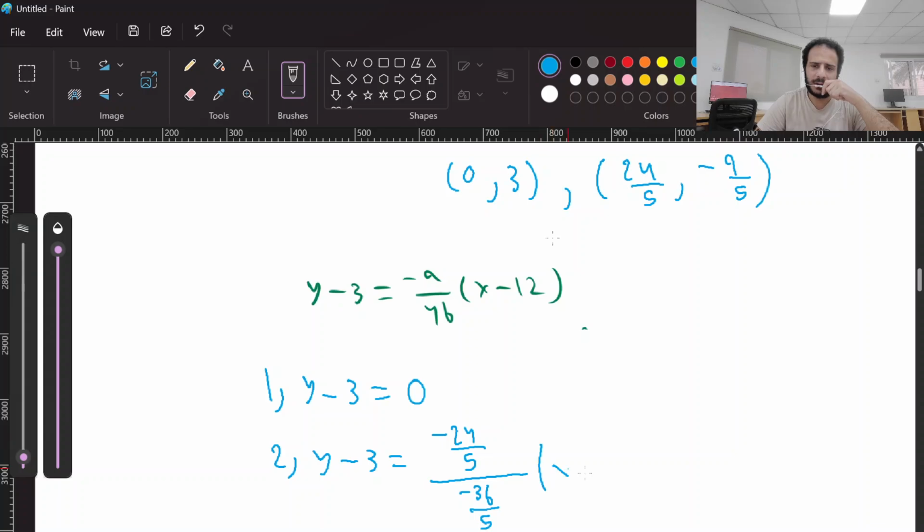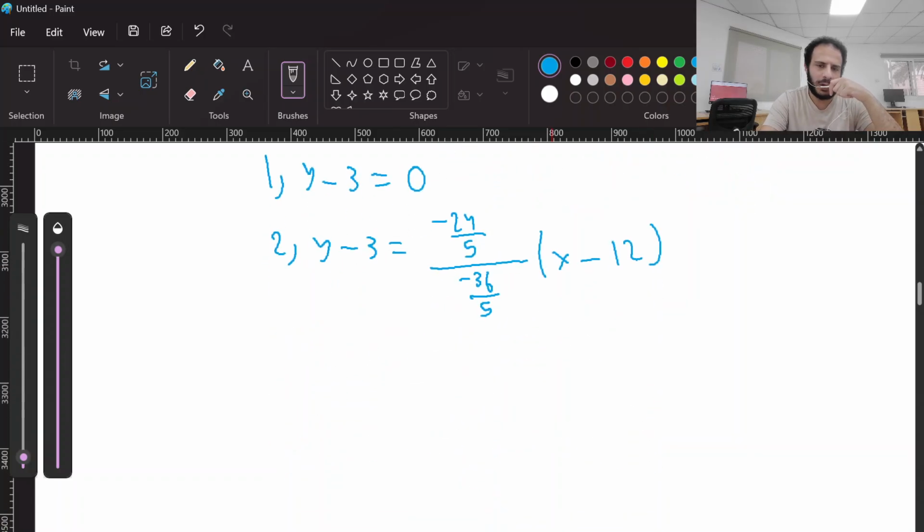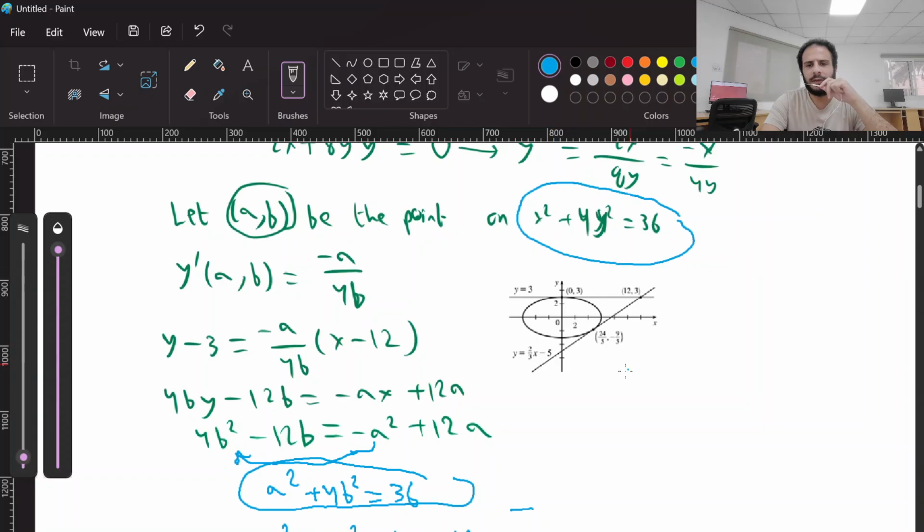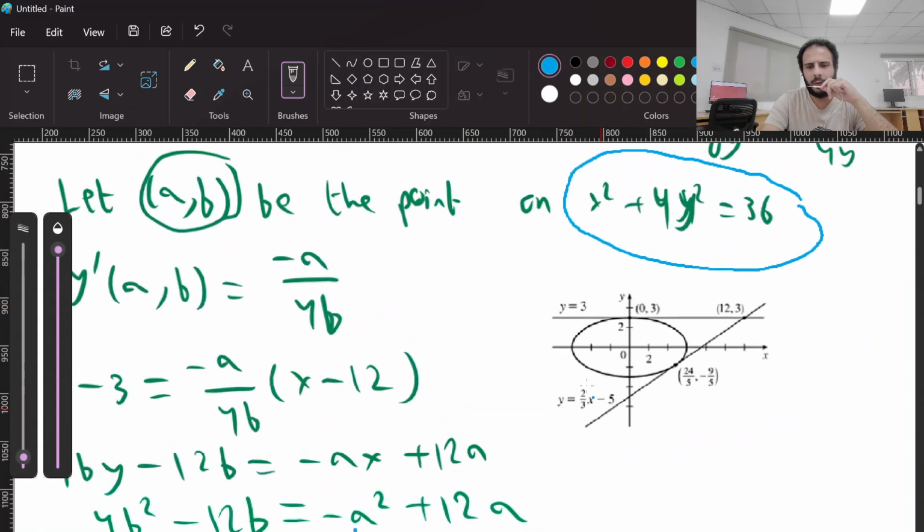Then x minus... no, it's 12. It's already constant. So x minus 12. If you want, you can simplify. You can cancel 1 over 5 with 1 over 5, right? Then you can cancel minus 12 with minus 12. It becomes 2 over 3, right? x minus 12. It's good enough like this, right? Let's see the graph. Yeah, it's good. We have the line y equals 3 and the other one, 2 over 3 x minus 5.